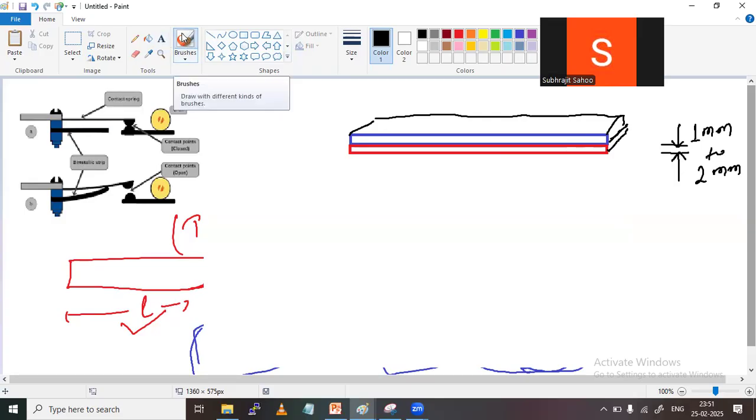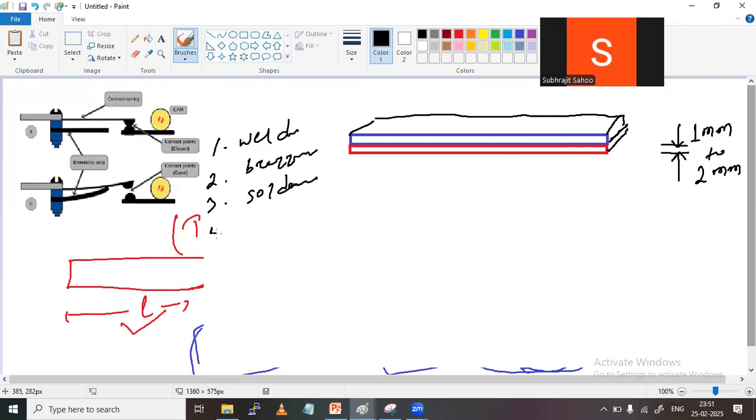Anyway, now how to join the two metals? We can join by welding, brazing, soldering, or riveting. All are permanent joints, right? Any one method we will take to make a join between two metals. This is the welding. Suppose I did it like this, I have to join it.